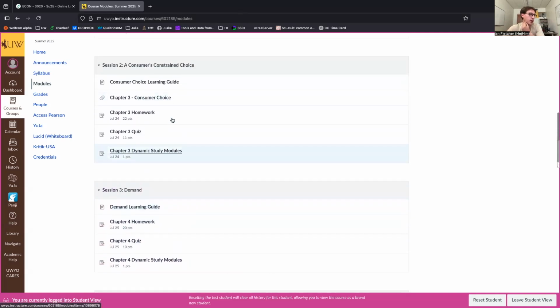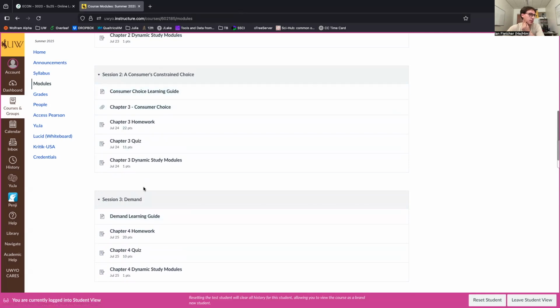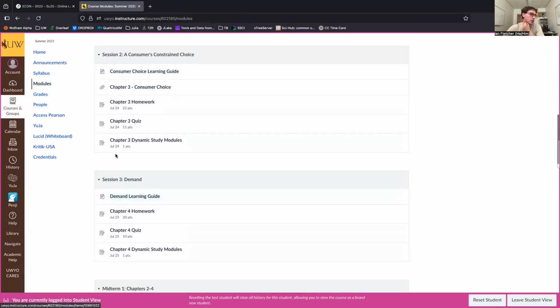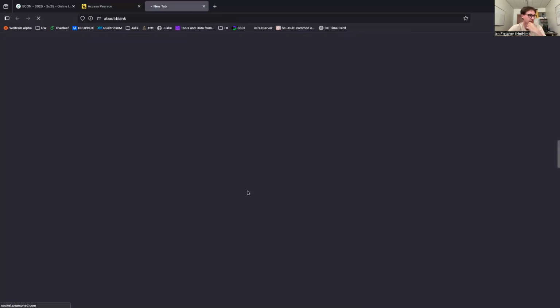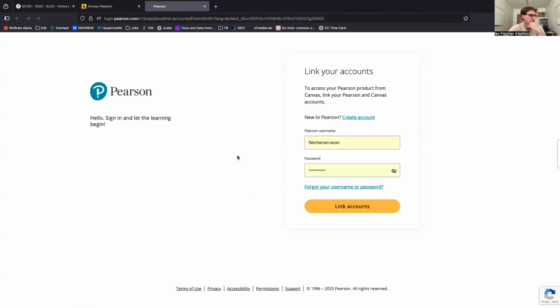But yeah, this is what a typical module will look like. You will have the learning guide, the notes, the homework, the quiz, and the extra credit study module. Given that these dates are not the due dates that I wanted, something tells me that the due dates in Canvas will be wrong, but the due dates on Pearson should be correct. So I'll show you the Pearson side before people have started jumping into these.